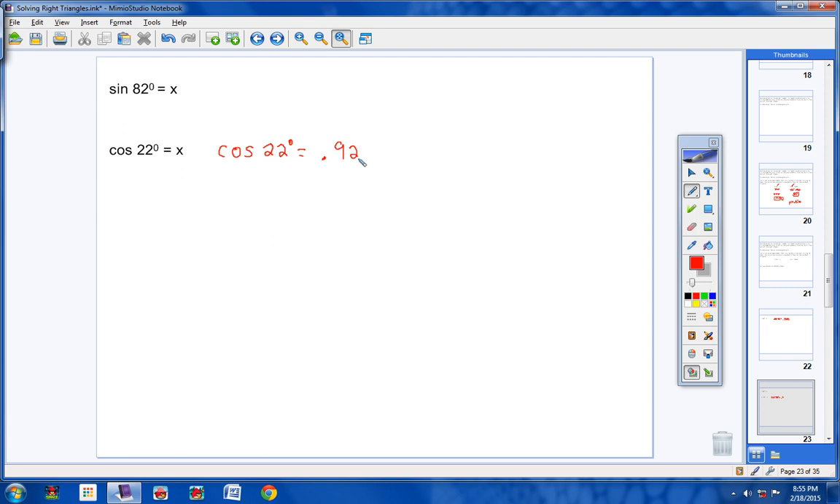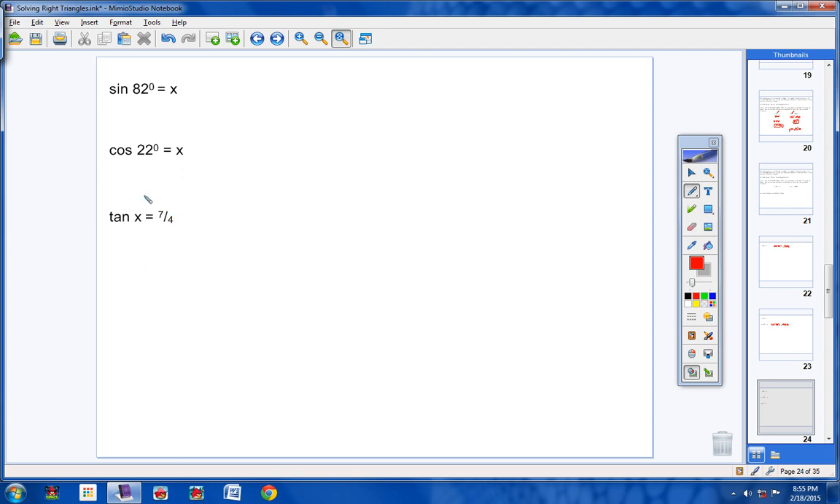I'm going to round it to 0.9272. That's where I'm going to round it to. Cosine of 22 degrees. So far, pretty easy. If you're not missing the angle, you just hit the trig function button and the angle, hit enter, and you'll get out the ratio, or the decimal.